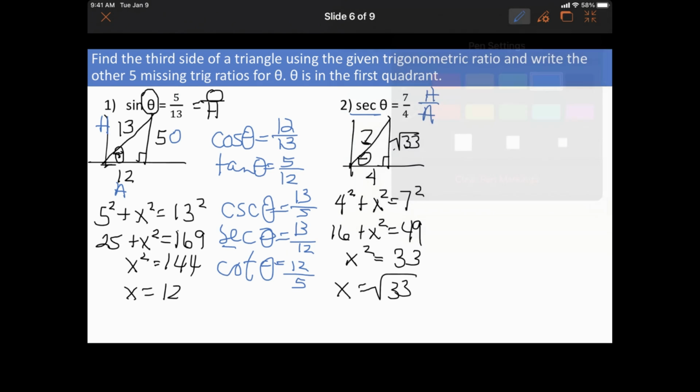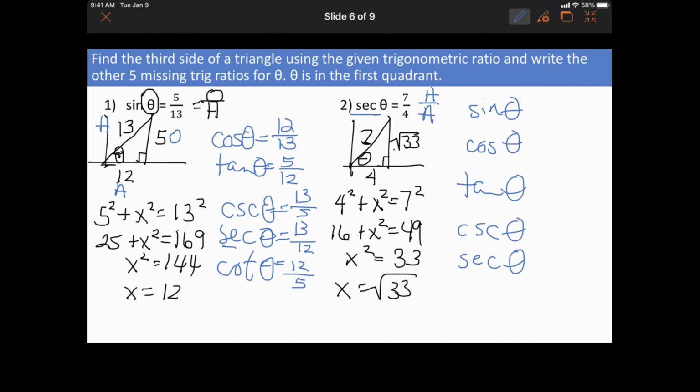We can do that. So sine theta, cosine, tangent, cosecant. Secant we've already done. I'm just going to write it there just because it may confuse me if I don't. All right, so opposite, adjacent, hypotenuse. So square root of 33 over 7. 4 over 7. Opposite over adjacent.